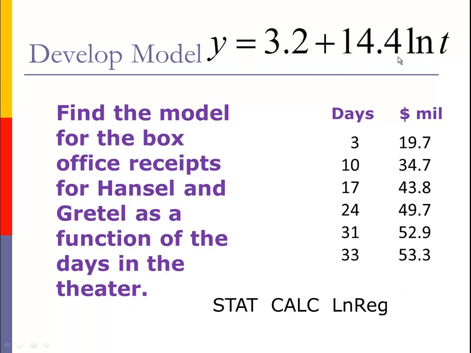I rounded off to 1 decimal place. And here's our formula that we could use that models the box office receipts for Hansel and Gretel. And so that's an example of natural logs.